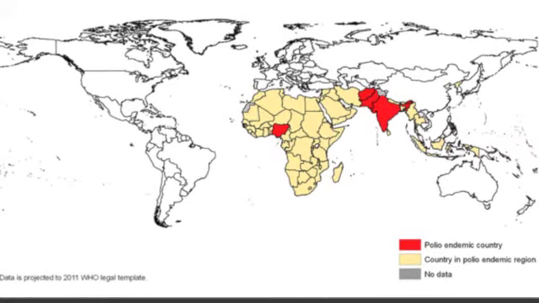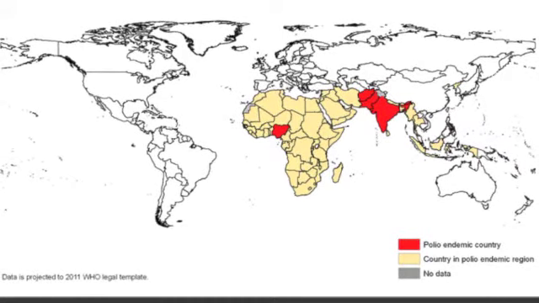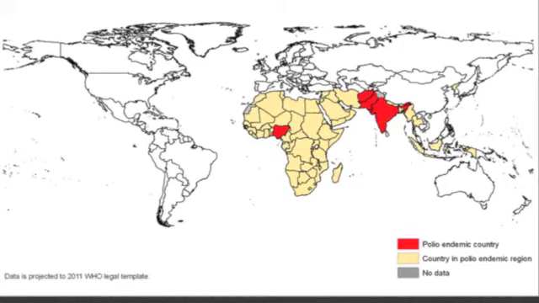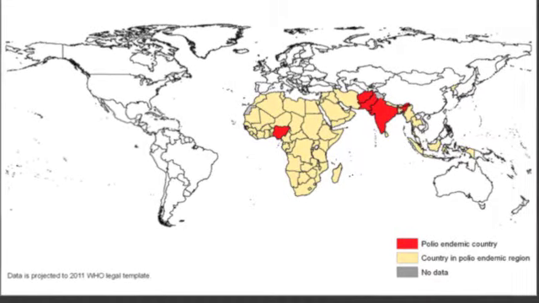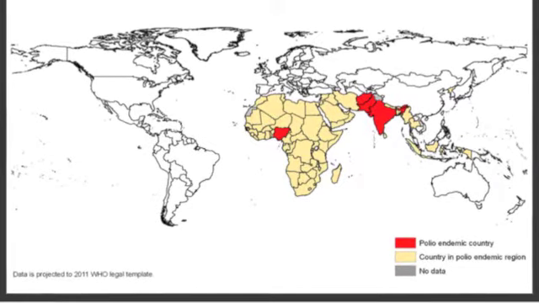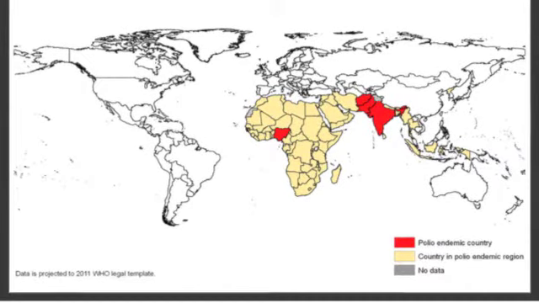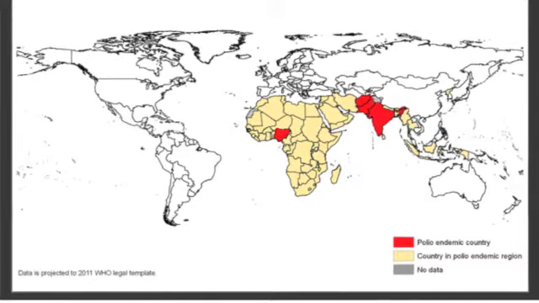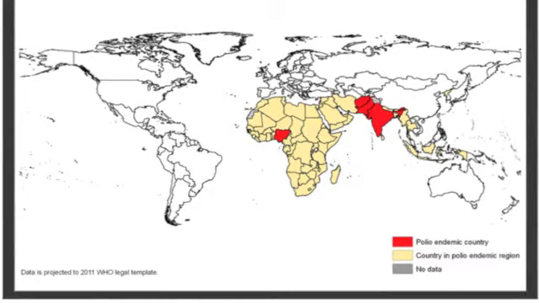Here is a global map showing the countries currently still affected by the polio virus. The beige shaded areas are the surrounding countries in the polio endemic region, whereas the red shaded countries are still currently dealing with the virus.